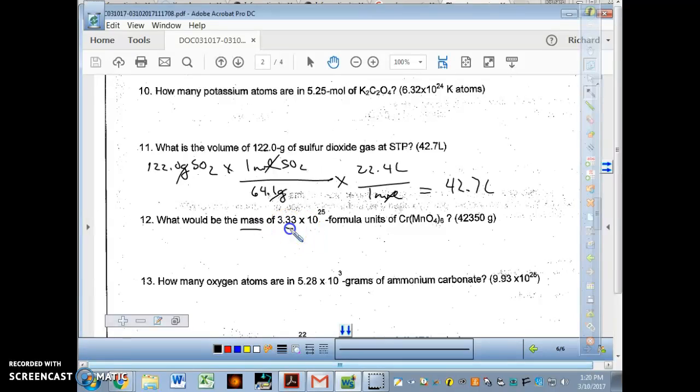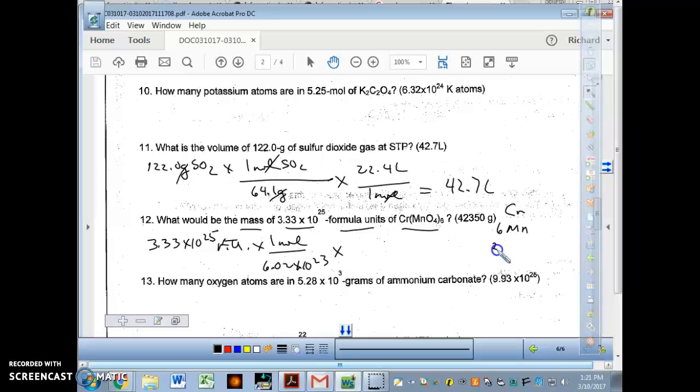So how heavy would this many formula units of this be? We're going to take the 3.33 times 10 to the 25th formula units and divide by 6.02 times 10 to the 23rd. That's FUs in a mole. Then we'll have to multiply by the molar mass of this thing, which is going to be a big molar mass, because we have 1 chromium, 6 manganese, and 24 oxygens.